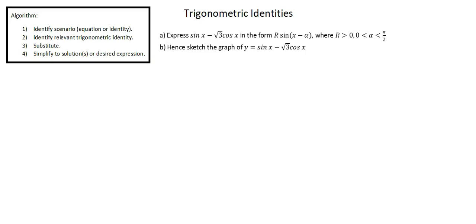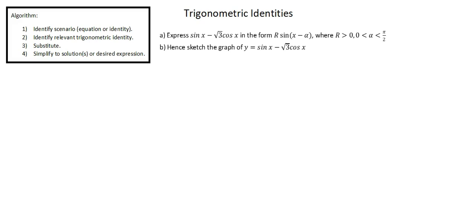Our topic is trigonometric identities. This is example 6. Our requirements read: A. Express sine x minus root 3 cosine x in the form r sine quantity x minus alpha, where r is greater than 0, 0 is less than alpha is less than pi over 2, and B. Hence, sketch the graph of y equals sine x minus root 3 cosine x.